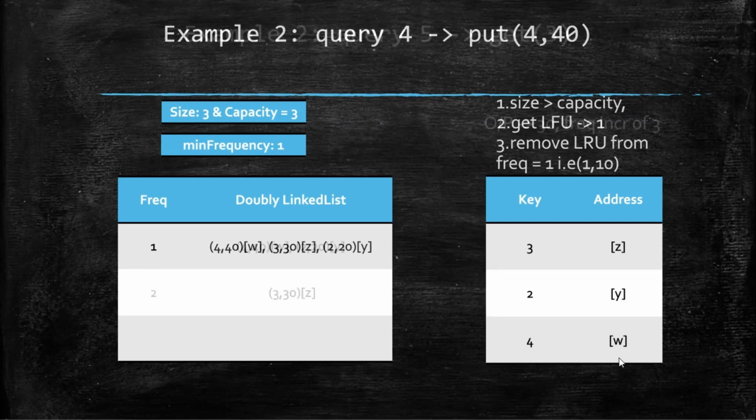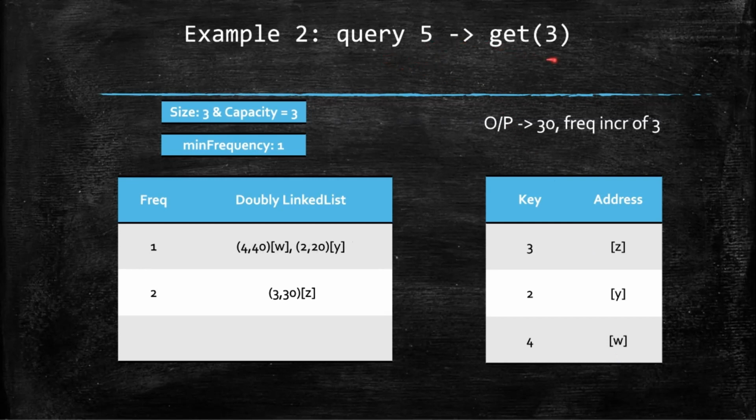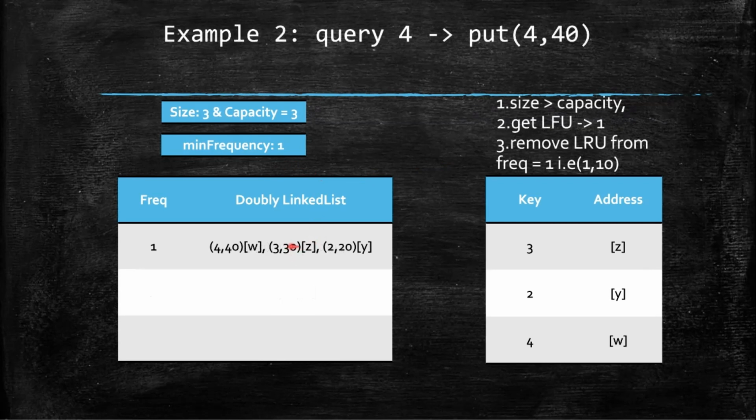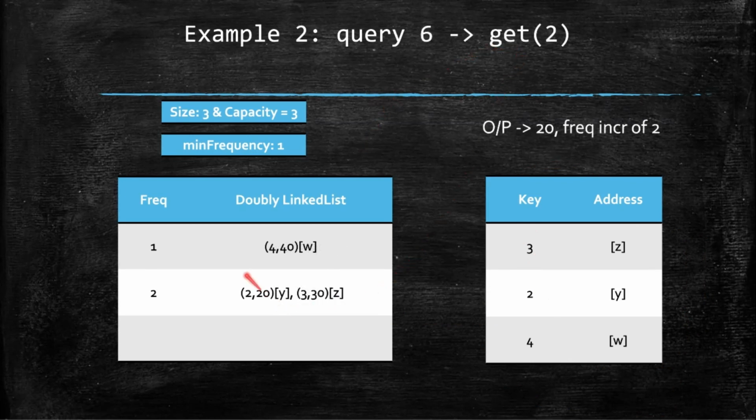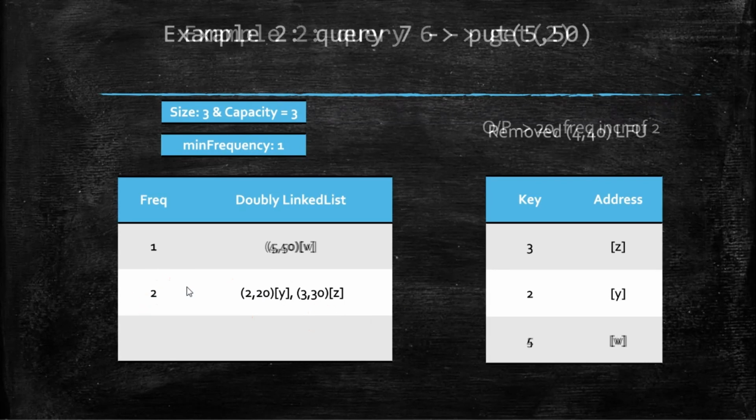So now the next query is get 3. So for getting 3 I can see that it is present at the address z and its value is 30. Also its frequency will increase because it has been recently used for getting it. So its frequency will become 2, right? And here all of this will remain the same and we will return 30 here. Next query is get 2. So now the frequency of 2 will also increase to 2, and it will be coming from the front because it is a currently used node, and 3 is least recently used for frequency number 2, right?